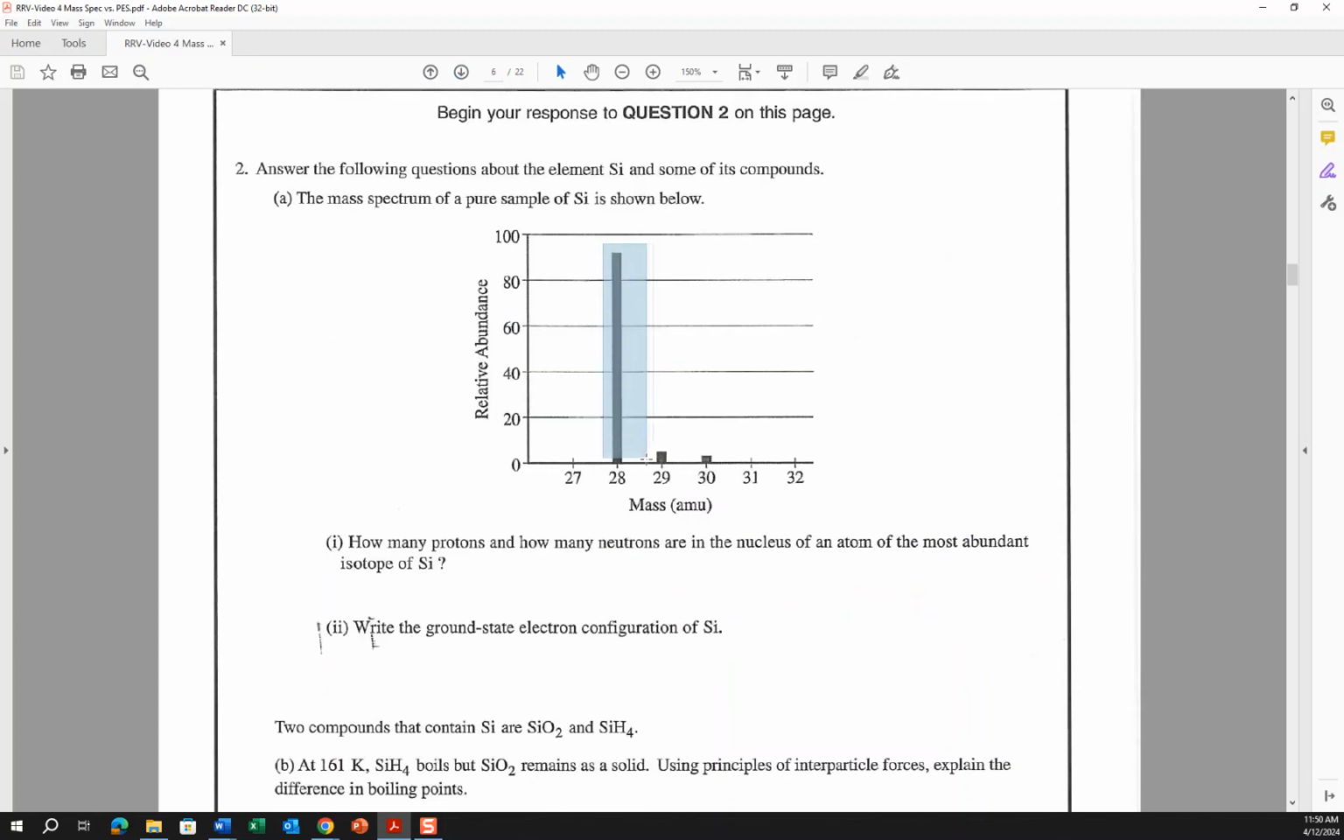Here we have another mass spec. So this is for silicon, and notice silicon has 3 isotopes, but the most abundant one is 28. And if you looked at its average atomic mass, the average atomic mass is very close to 28.